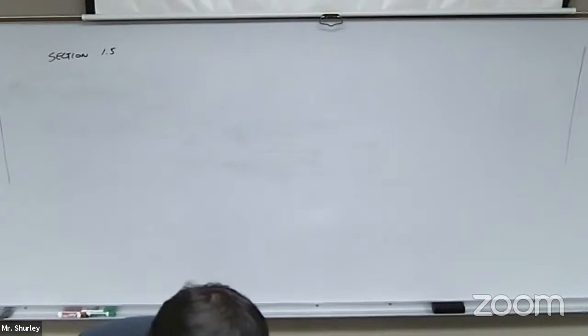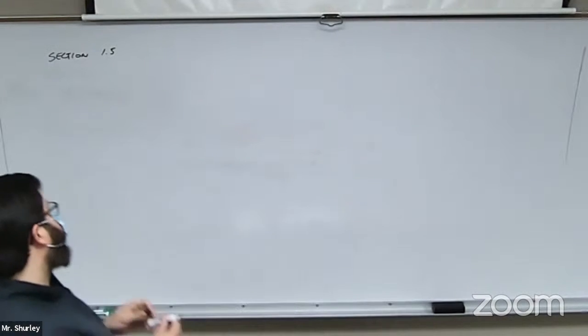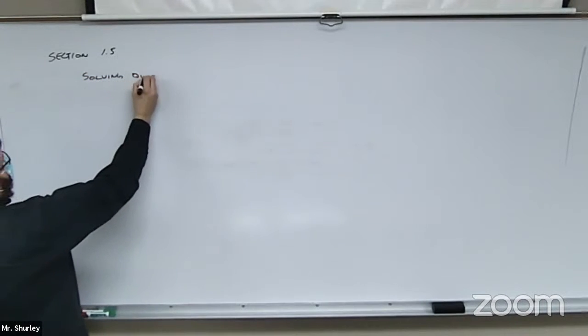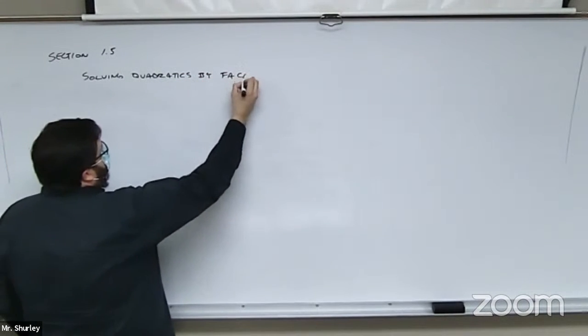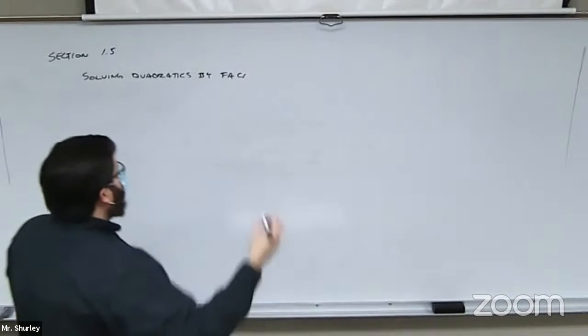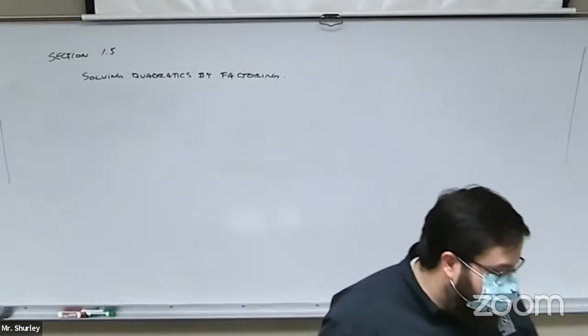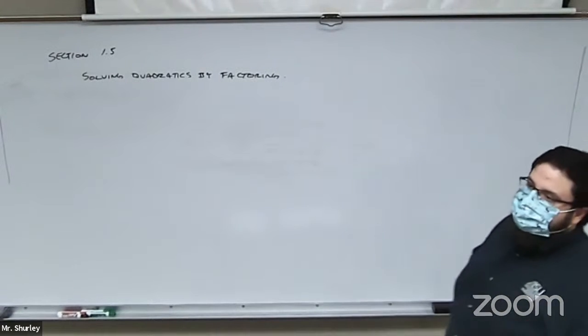So let's get going. The book in 1.5 starts with solving equations by factoring. So I'm going to say solving quadratics by factoring. It starts on page 145-ish. So the goal when you solve quadratics by factoring is that you want to get one side equal to 0, and then you want to factor the other side completely. And then you just set each one of those factors equal to 0.